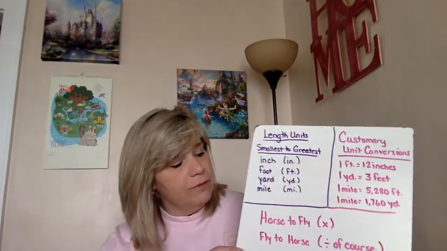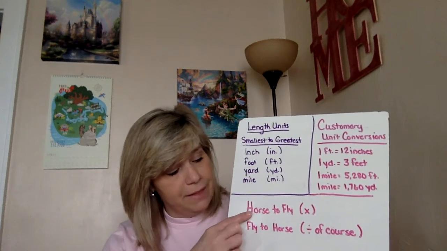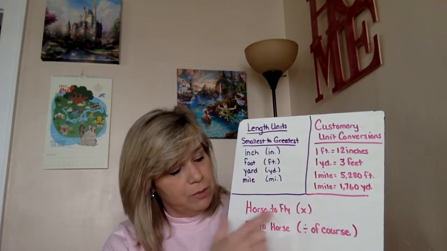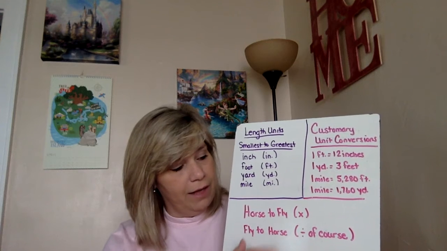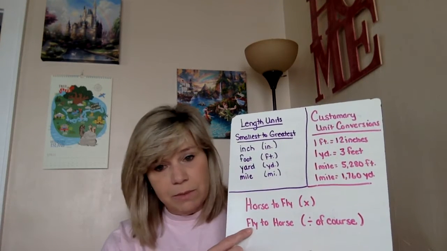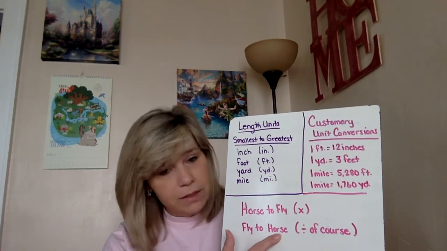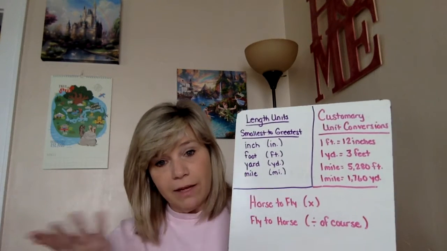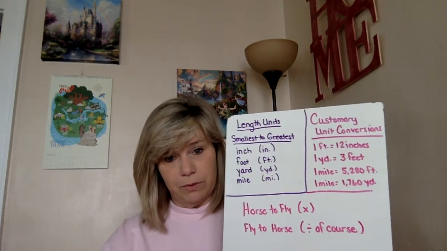So when we're talking horse to fly, what we're talking is if we're going from the biggest measurement to the smallest measurement, because a horse is bigger than a fly, we're going to multiply to convert. When we're going from the smallest measurement, the itty bitty fly, to the big old horse, the biggest measurement, we're going to divide, of course. So knowing those little rhymes are going to help you.